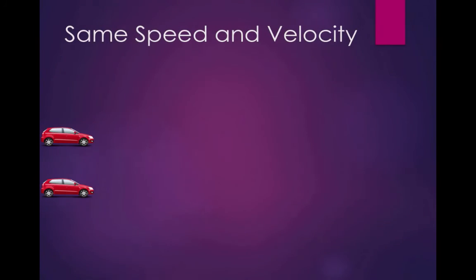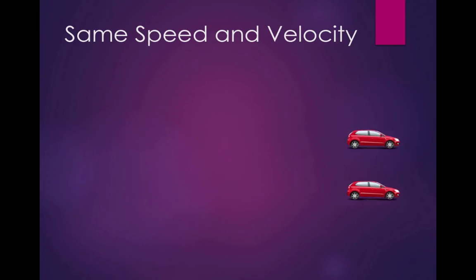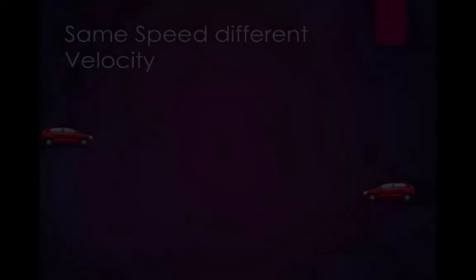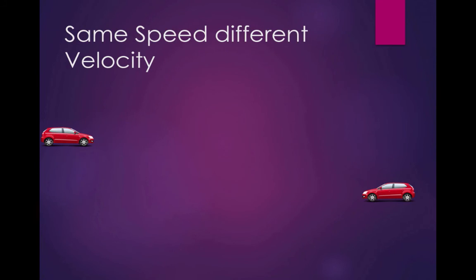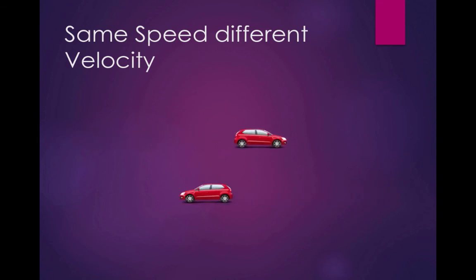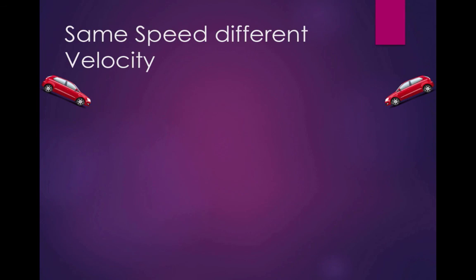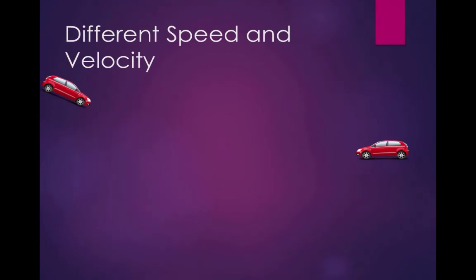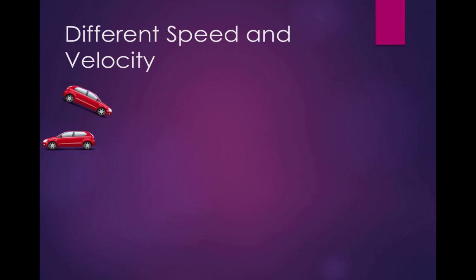So what would two objects with the same speed and velocity look like? Well, they would simply need to be traveling at the same speed in the same direction, like these two cars. This example also works. How about same speed, different velocity? Well, they would simply just have to travel at the same speed but different directions like this. Another example might be this. Different speed and velocity is much more apparent, as seen in these two vehicles.